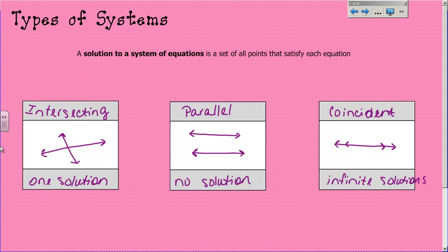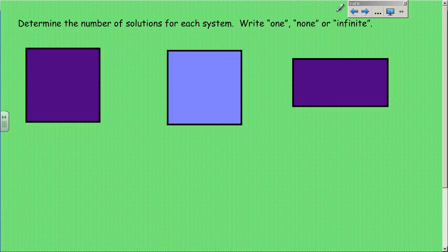And you're going to have to answer questions here in just a minute and tell me whether something has one, none, or infinite solutions. So let's do some examples. So we're going to determine the number of solutions for each of these systems, and we're going to write one, none, or infinite. Here's how we do it. So here's your first system.